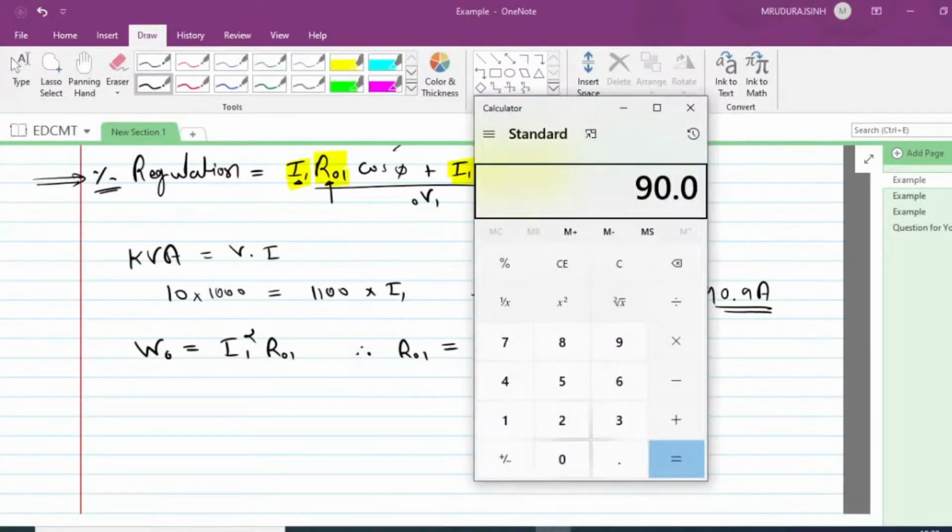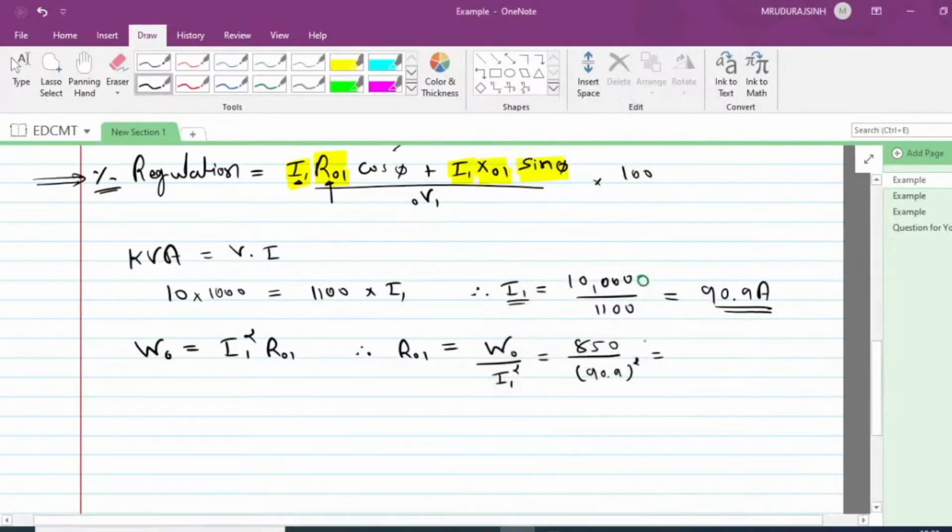So let us calculate. 90.9 into 90.9 gives 8262.81. So 850 divided by 8262.81 gives us 0.1028. So we'll take it as 0.103. So 0.103 ohm will be the value of resistance.